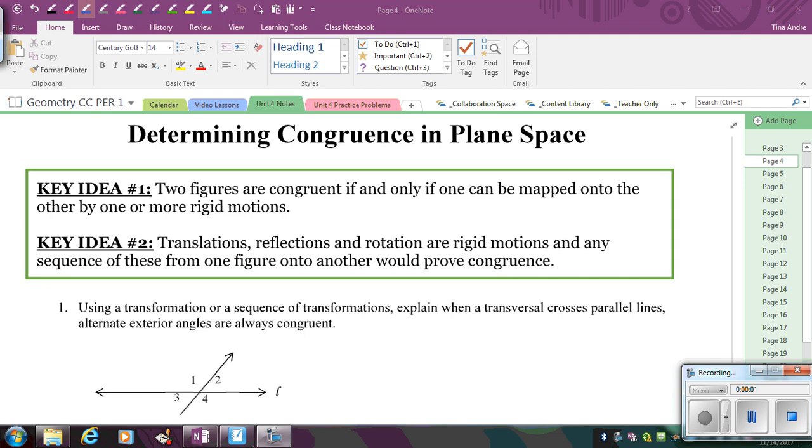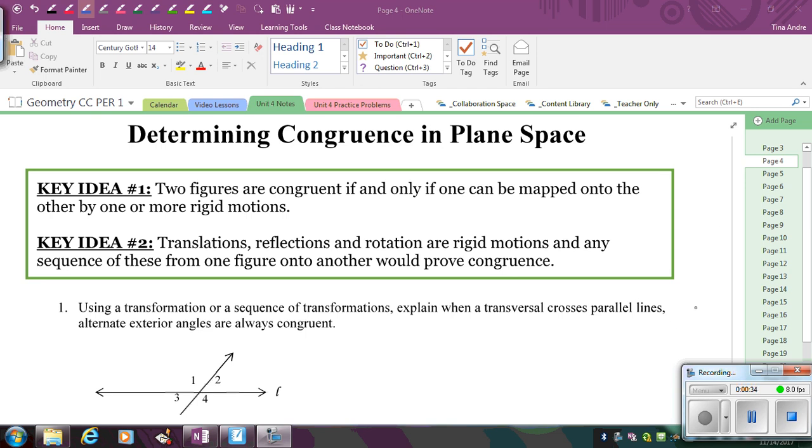In this video, we're going to look at determining congruence in plane space. So remember our key ideas here: two figures are congruent if and only if one can be mapped onto the other using one or more rigid motions. Rigid motions preserve our angle measures and side lengths. And our second key idea is that translations, reflections, and rotations are the rigid motions, and any combination of those that maps one figure onto another will justify that those figures are congruent.